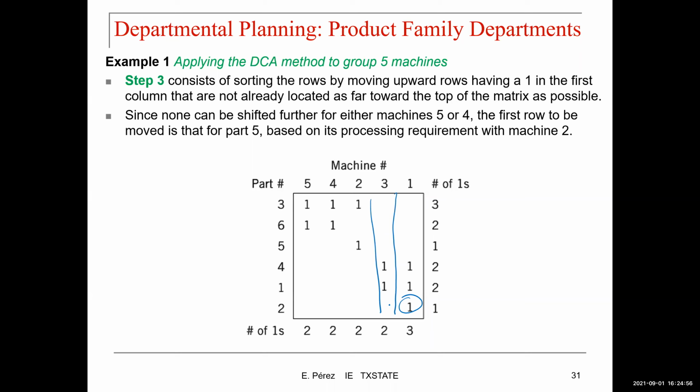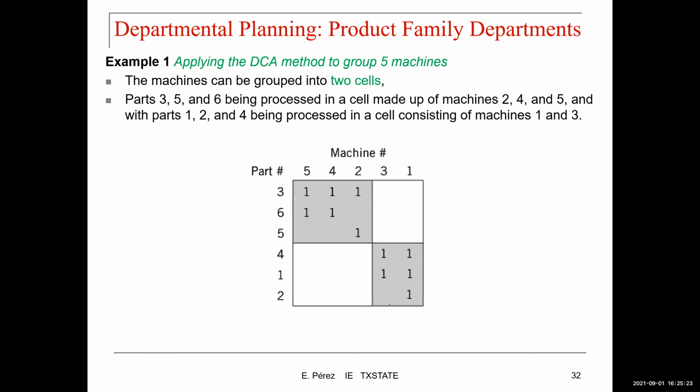So we start with adding rows and columns. We sort them according to highest to lowest, or lower to higher, from left to right. And then I start looking at each row, if I can move columns to the left, and then I look at each column, and if I can, move them upward, and then I'm done. So I have this. Now, using this information, I can see that I can group the machines in 2 cells.